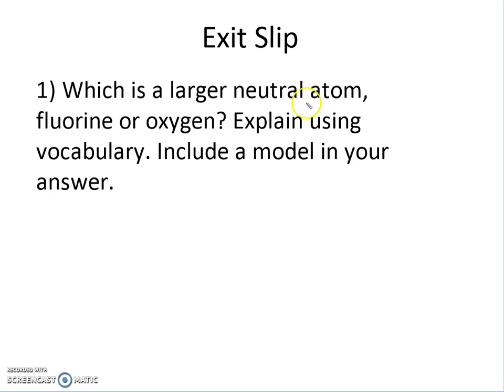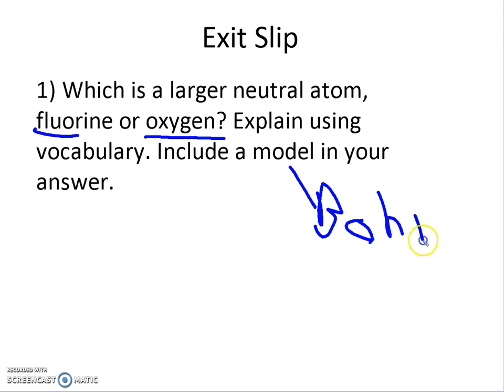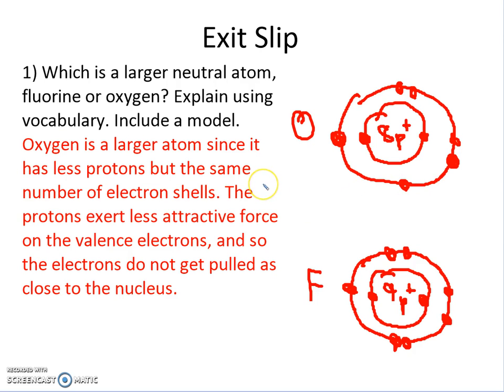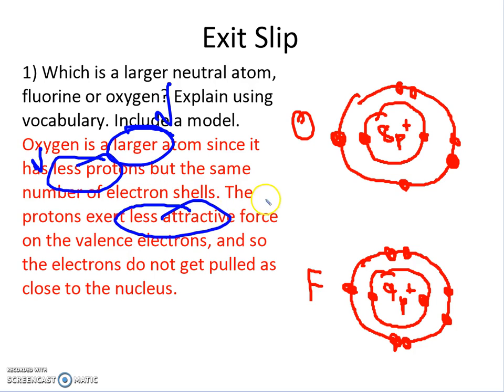Okay, so which is the larger neutral atom, fluorine or oxygen? Explain using vocabulary, include a model in your answer. Easiest thing to do here is to do the Bohr model. Alright, so oxygen is a larger atom, that's a check. Since it has fewer protons, that's a check, but the same number of electron shells. The protons exert less attractive force, that's a check, and so the electrons do not get pulled as close to the nucleus. And then they should include some sort of model.